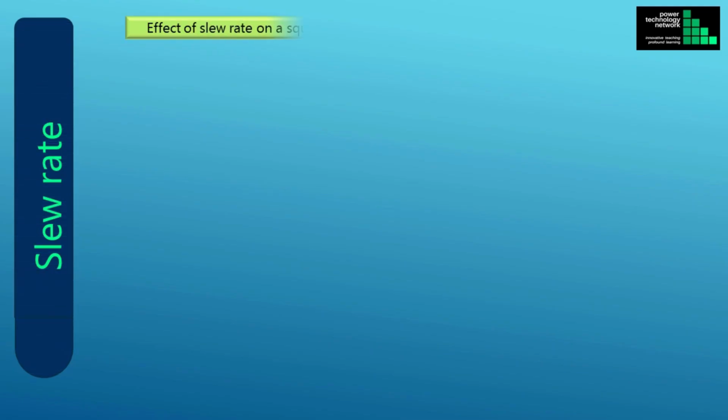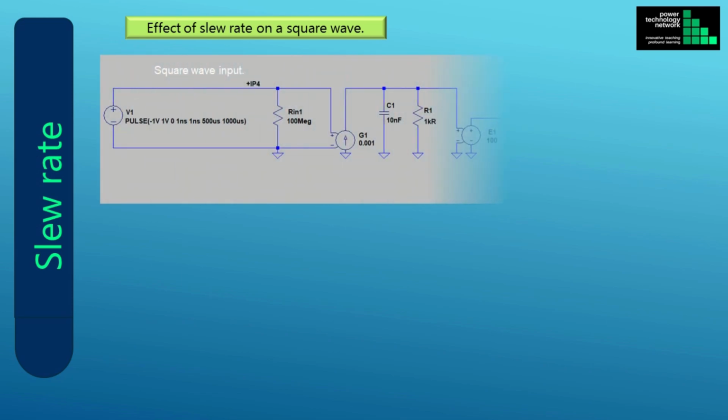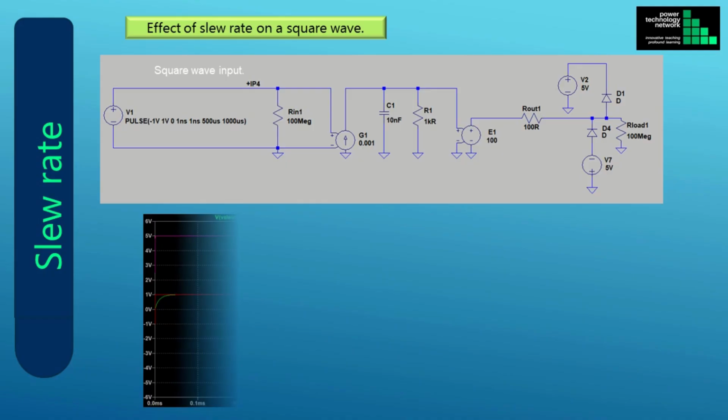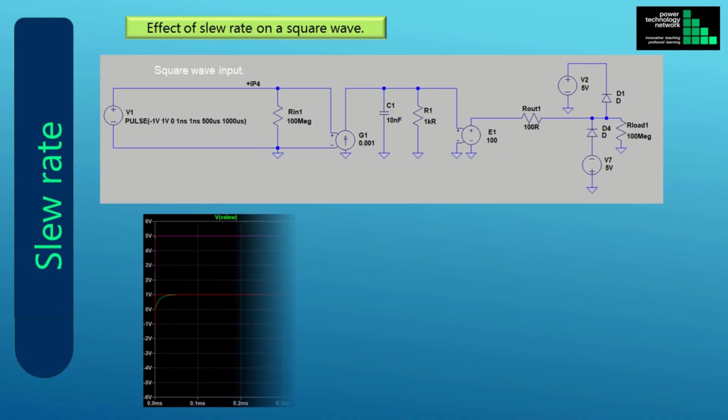In this slide, we continue to explore the effect of slew rate on a square wave. This is the LT Spice schematic from the previous slide. It shows the signals at various points within the op-amp model. First, is the input signal in red, still with an amplitude of 1 volt, duty cycle of 50%, and frequency of 1 kHz.